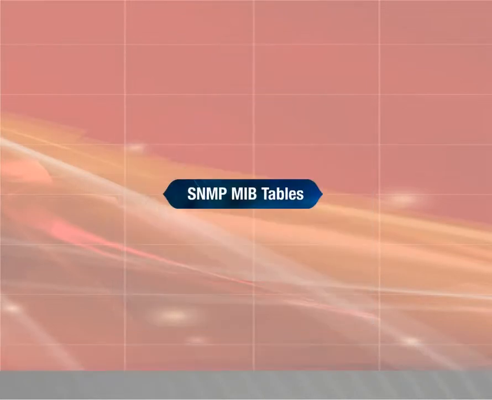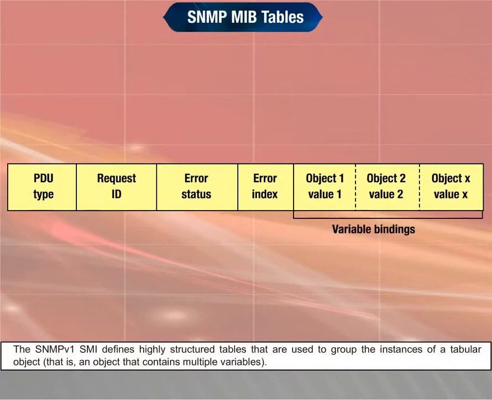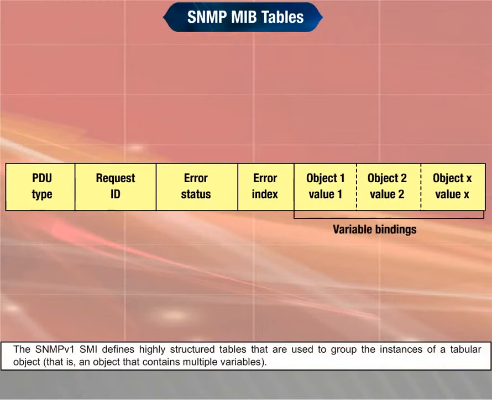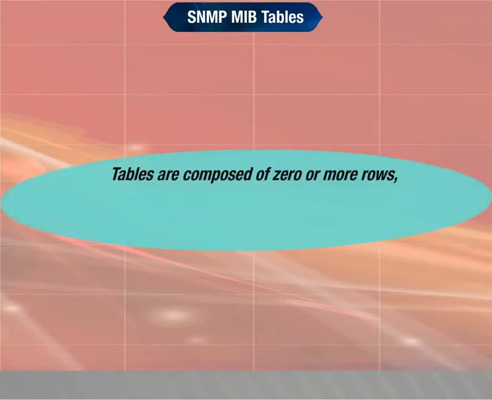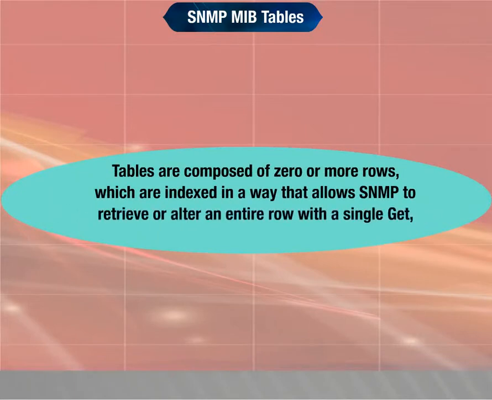SNMP MIB tables. The SNMP v1 SMI defines highly structured tables that are used to group instances of a tabular object, that is, an object that contains multiple variables. Tables are composed of 0 or more rows which are indexed in a way that allows SNMP to retrieve or alter an entire row with a single get, get next, or set command.